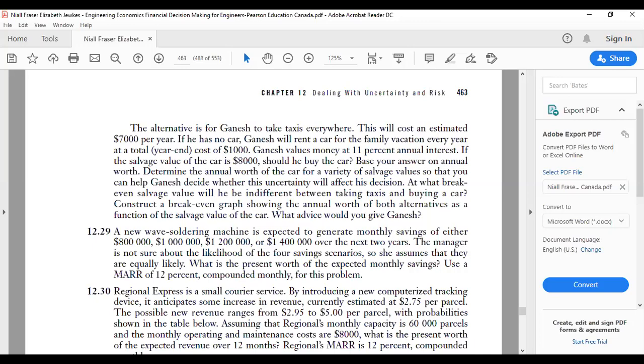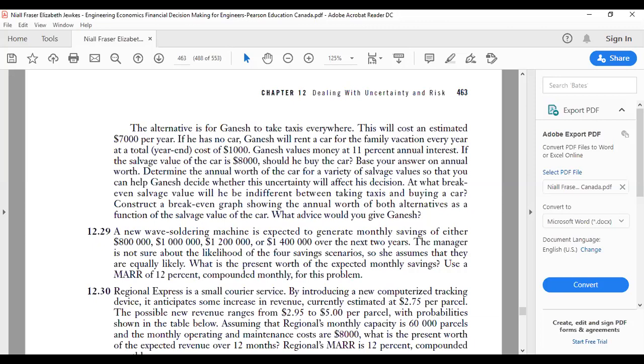I have an idea here. Maybe you can tell me. First, to answer your question, it means that it's going to be 25% for each one, right? Yeah. But would we go through and calculate the present worth for each of those four values based on the MAR of 12% compounded monthly in the 2 years, and then multiply each one by 0.25 and add them together?